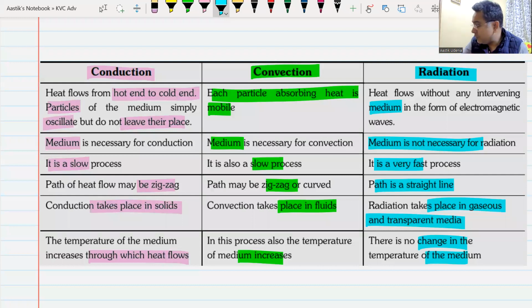Now we will move ahead and see the first mode of heat transfer. And the first mode of heat transfer is known as conduction. So write the heading conduction.